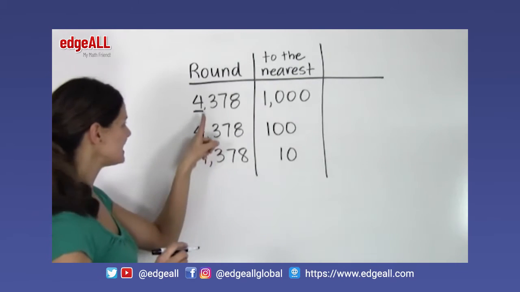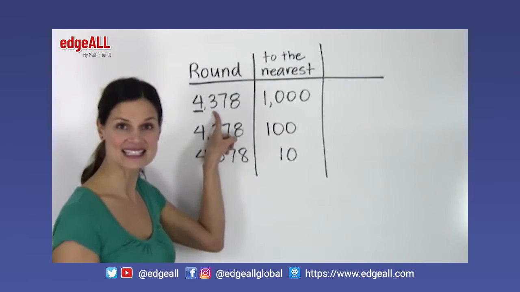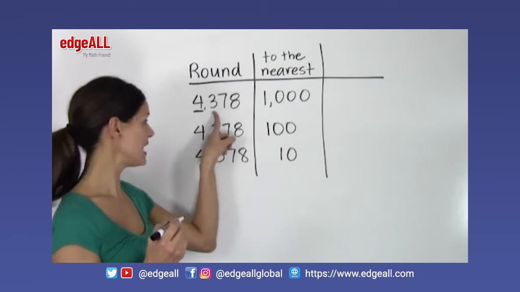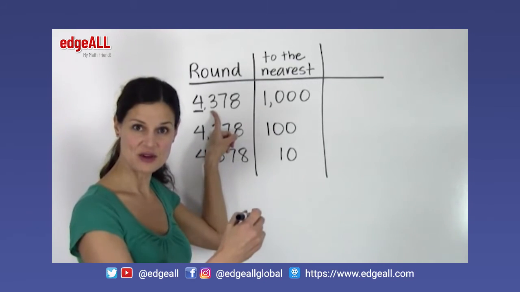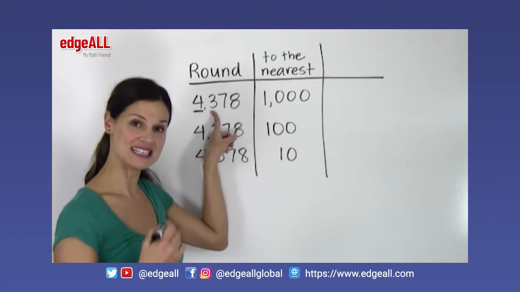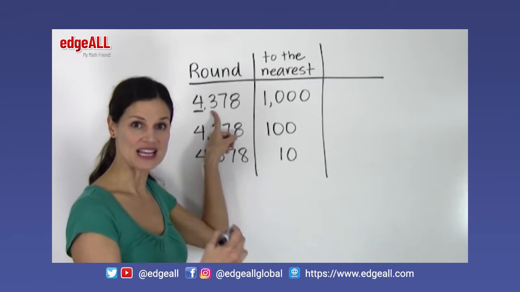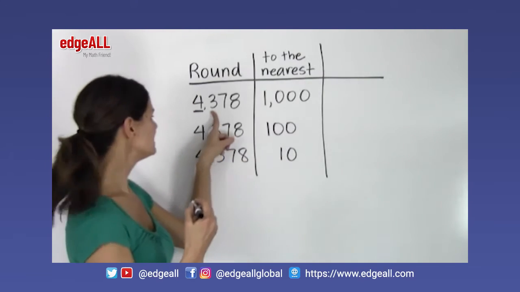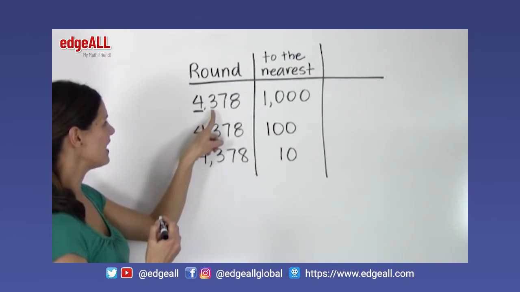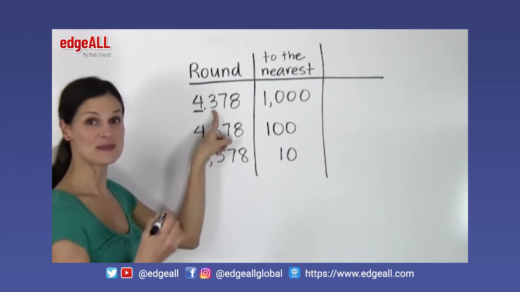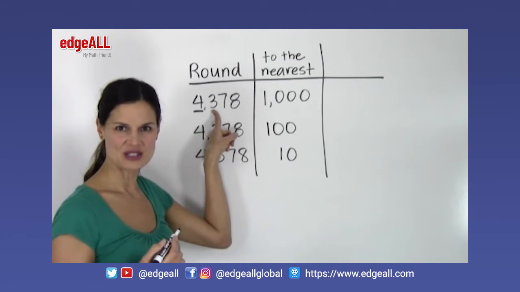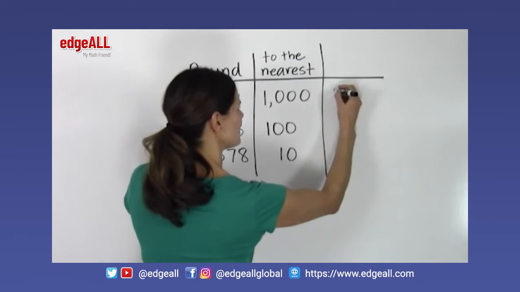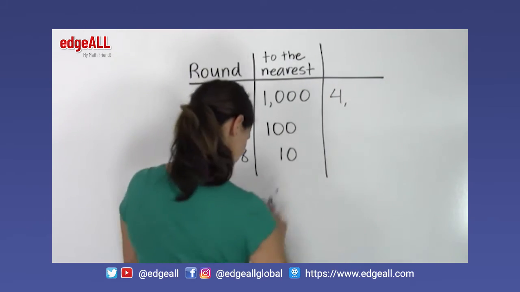And so I need to look at the next smaller digit in my number, and ask myself, is this number 0, 1, 2, 3, or 4? If so, I would round down. If this next number is a 5, 6, 7, 8, or 9, I round up. So in this case, I've got a 3. That makes me round down. It's a 0, 1, 2, 3, or 4. And so I'm going to round down. The nearest thousand is going to be 4,000.